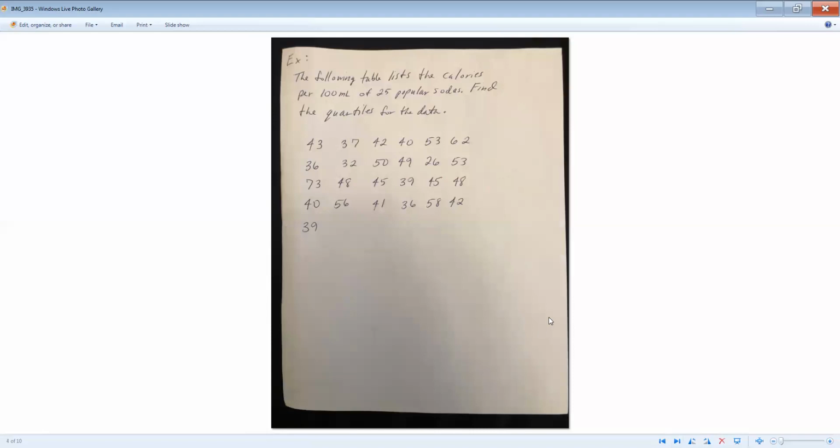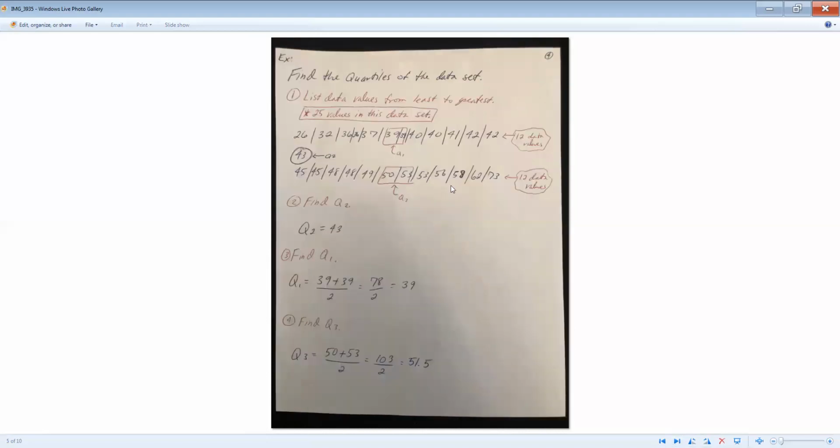All right, so let's put it to work. Here's an example. The following table lists the calories per 100 milliliters of 25 popular sodas. Find the quartiles. So we have 25 data values here. First step is to list them from least to greatest. So we have 26, 32, 36, 36, 37, 39, 39, 40, 40, 41, 42, 42.